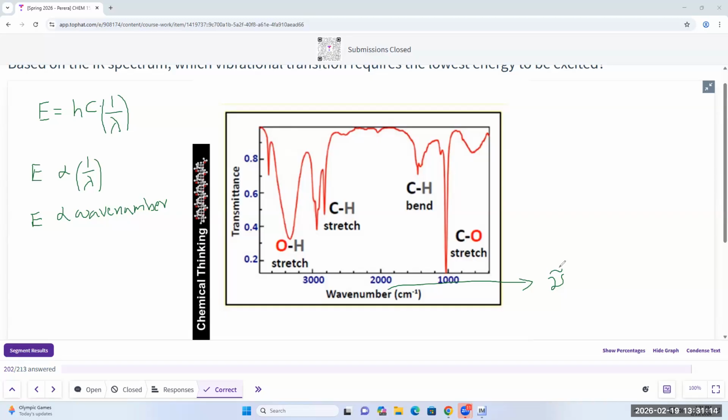Anyway, so we say that energy is directly proportional to wave number. Right? And then we see that out of all the peaks, CO stretching has the lowest wave number. Therefore, it requires the lowest energy. That's it. Done. That's all the thinking we need there. To understand that energy is directly proportional to the wave number, which is coming from the equation we are already familiar with. Because CO stretching has the lowest wave number, that must take the lowest energy photon. That is it. Any questions, concerns, comments at this moment?